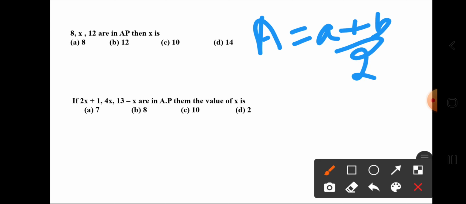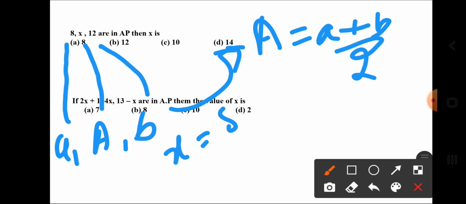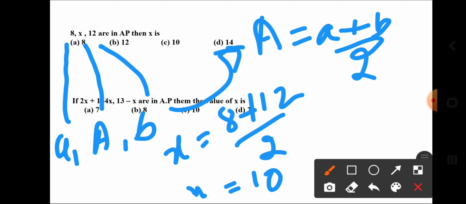Before I have told you that if a, A, b are in AP, then this will be the formula. So in place of small a, it is 8. In place of capital A, it is X. In place of b, it is 12. So just simplify it. X is equal to 8 plus 12 divided by 2, that is 20 by 2. So your answer is X is equal to 10. So this kind of question can be asked in your examination.